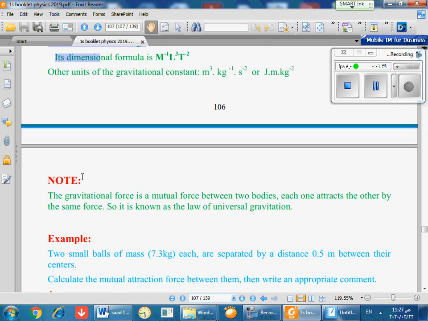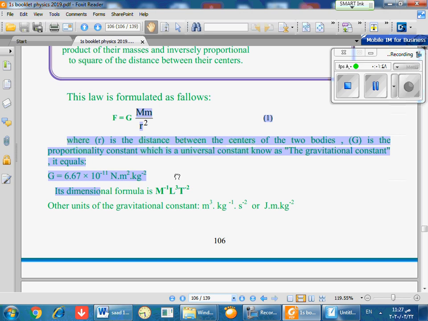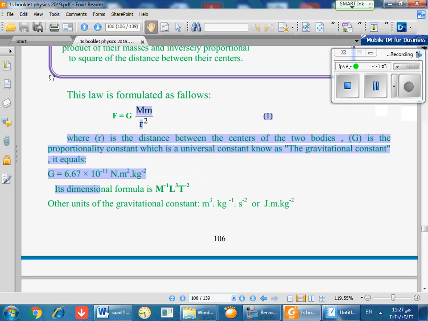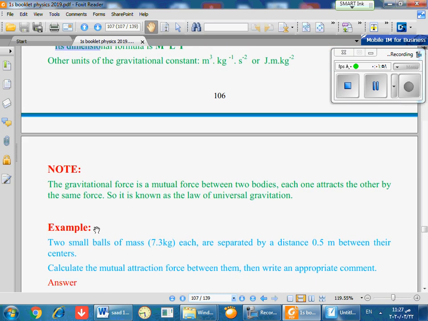We must know some notes. This mutual force between two masses is the same for the two masses. This means that the large mass attracts the small mass by the same force by which the small mass attracts the large mass. The two forces are equal.